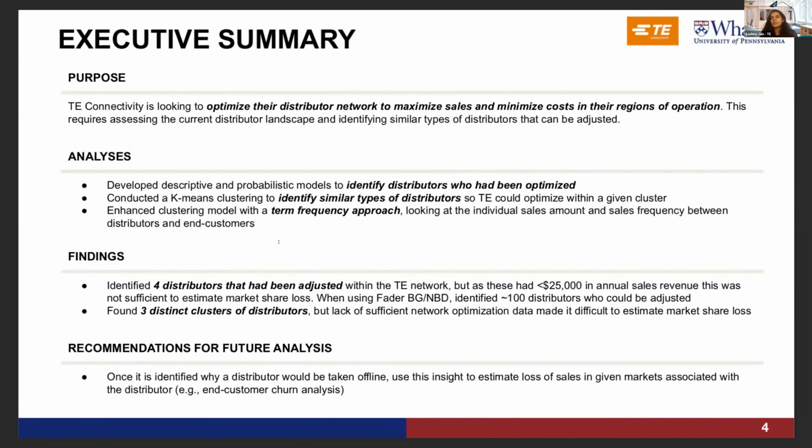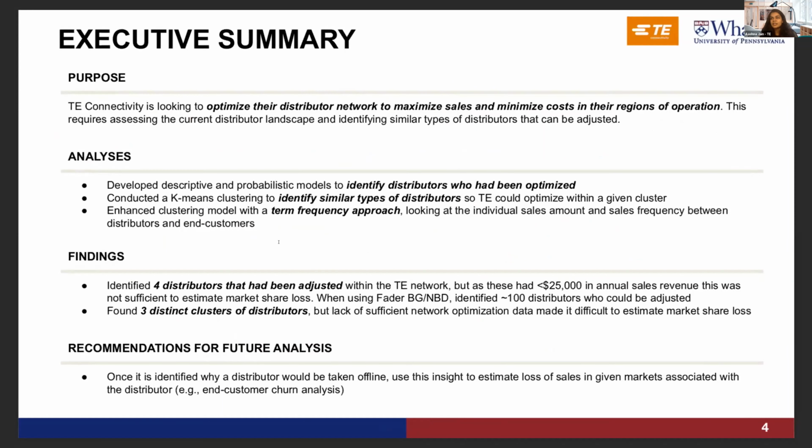So just a quick summary of how this project went. As I said, the problem was optimizing the distributor network, and we conducted 3 main kinds of analysis. The first analysis was to develop descriptive and probabilistic models to identify which distributors in the data had already been optimized by TE in the previous years.